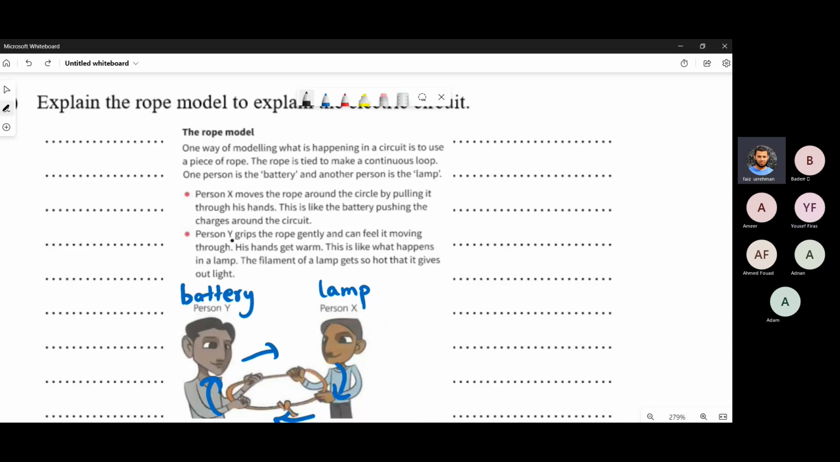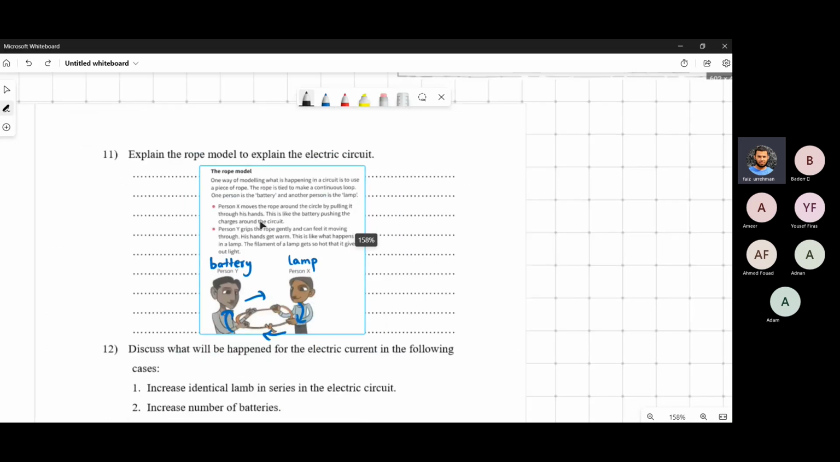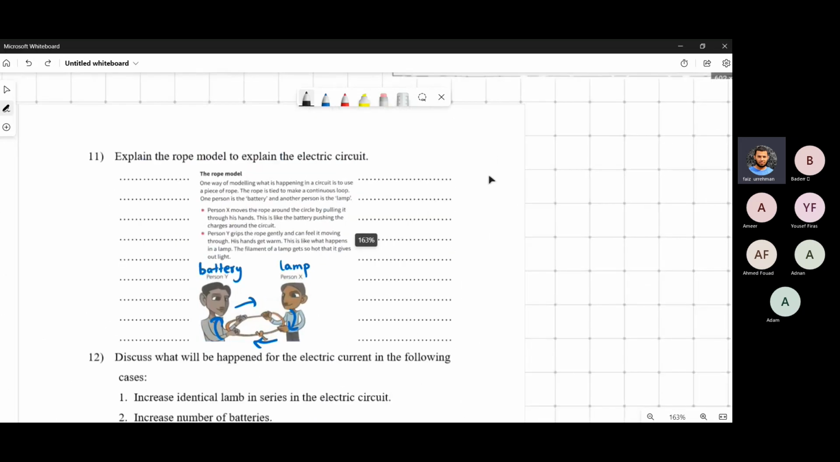Now what will happen? Person Y grips the rope gently and can feel it moving through. His hands get warm. Why? Because of the friction. This is like what happens in a lamp. The filament of the lamp gets so hot that it gives out light. So this is the rope model experiment to demonstrate the electric current flow.